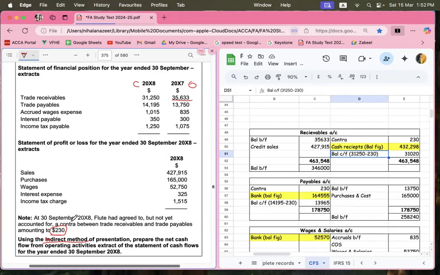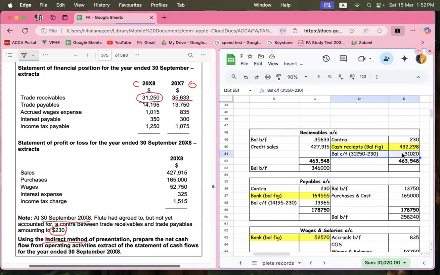Especially now, because it is on 30th September, they found out that there has been a contra entry. So that means this 31250 does not have the contra adjusted. You're going to adjust it: 31250 minus 230. And the contra is usually taken on the credit side of receivables and the debit side of payables, right? So you're going to take both like this.